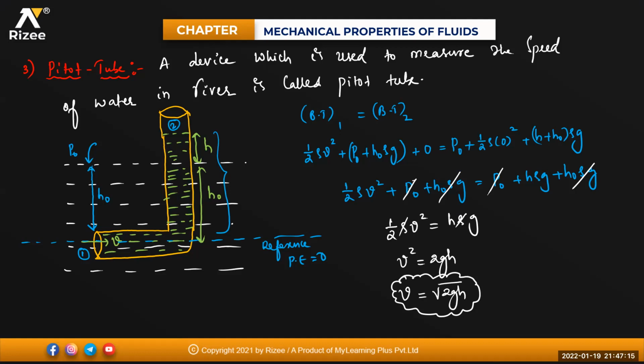So velocity here will be equal to how much for me? Under root of 2G into H. That means the device which is used to measure the speed of the water in the river is called the pitot tube, and the velocity of the river is calculated by the formula V is equal to under root of 2G into H. Is that clear for everyone?